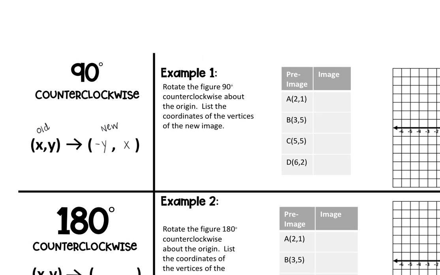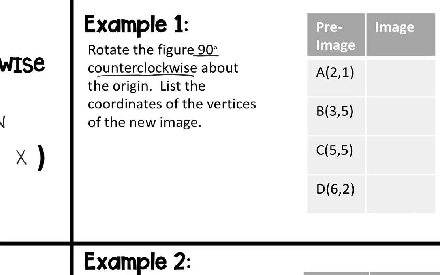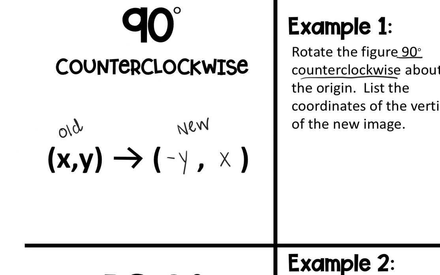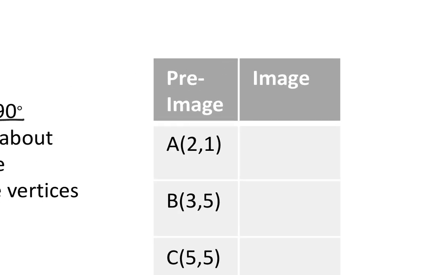Let's look at the example. Example 1. Rotate the figure 90 degrees counterclockwise about the origin. List the coordinates of the vertices of the new image. Okay, so I know it's a 90-degree counterclockwise rotation. That's what it tells me in the example. So I know I have to use that rule that's right next to it. Okay, so I'm just going to write the rule where it says image, negative y, comma x, so I can remember what to do.